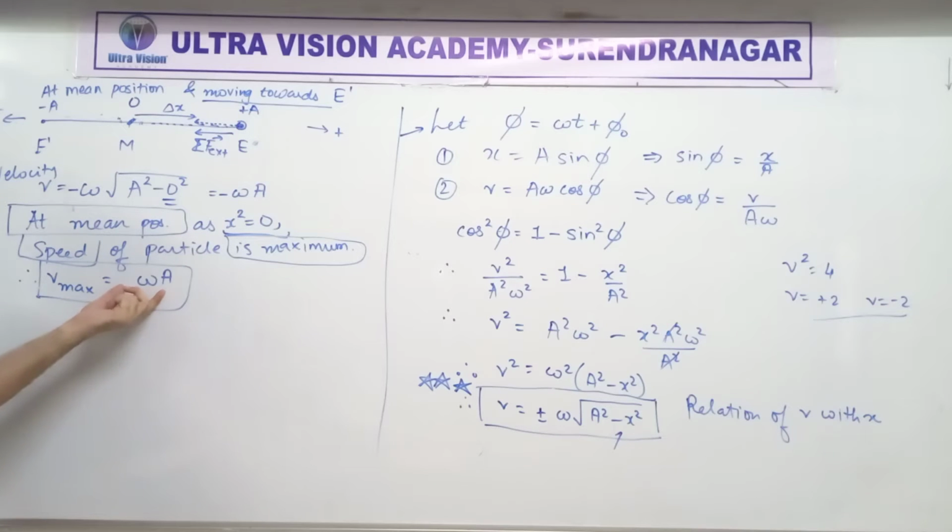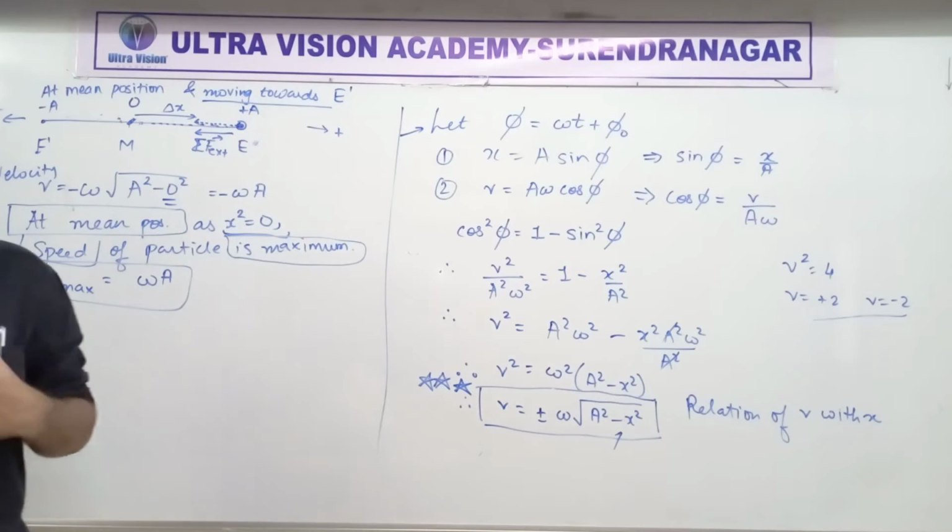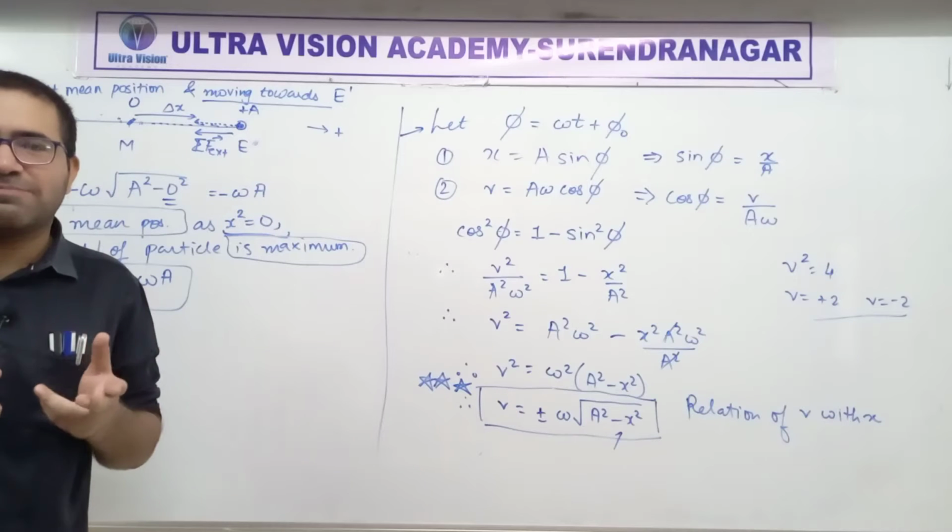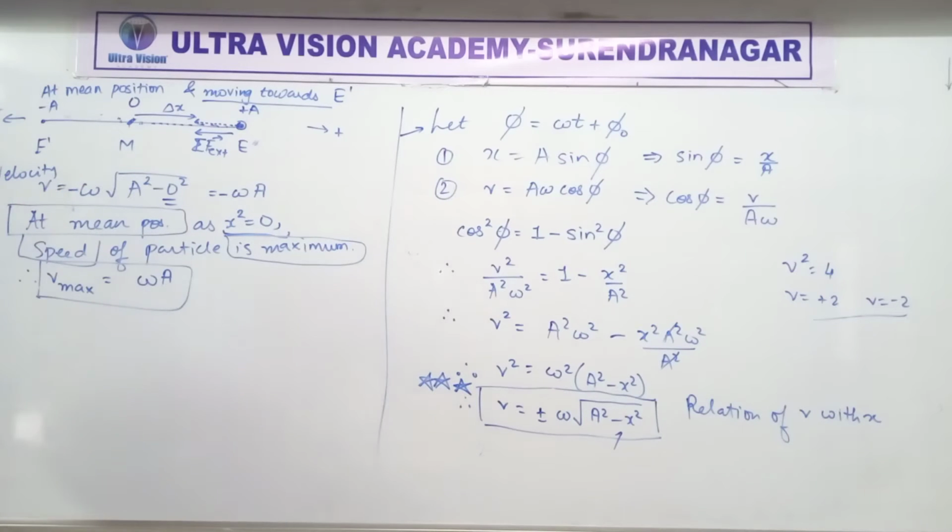Is that clear? Even if the question would be maximum velocity, the answer is omega A, because velocity's magnitude can be maximum, direction cannot be maximum. I hope you understand what I am saying, right? So we only worry about magnitude, that is speed. So this is what is going on, right?